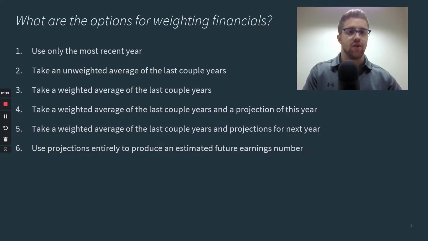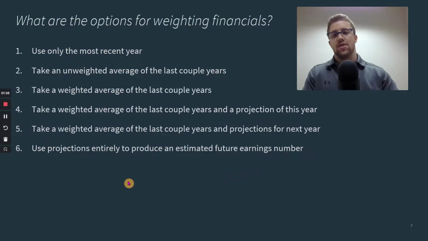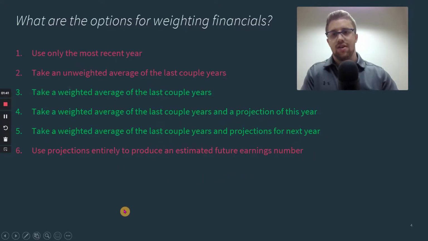So that's just a straight average, adding them all up and then dividing by the number. Number 3, taking a weighted average of the last couple years. Number 4, taking a weighted average and including a projection for the rest of this year. Number 5, taking a weighted average and including a projection for next year. And 6, using projections entirely without using historical financials. So take a guess which ones you think are good, and boom.